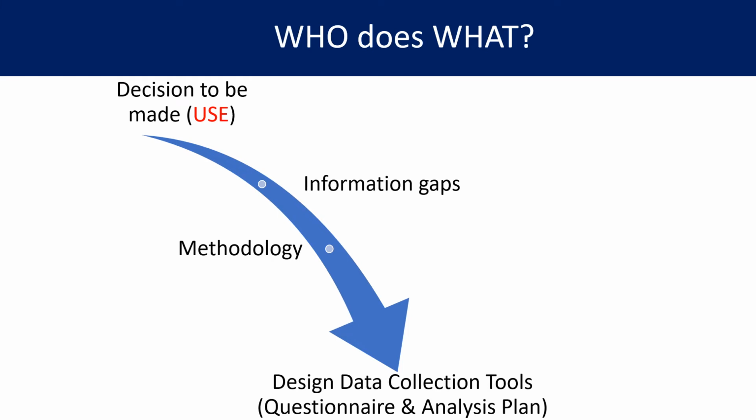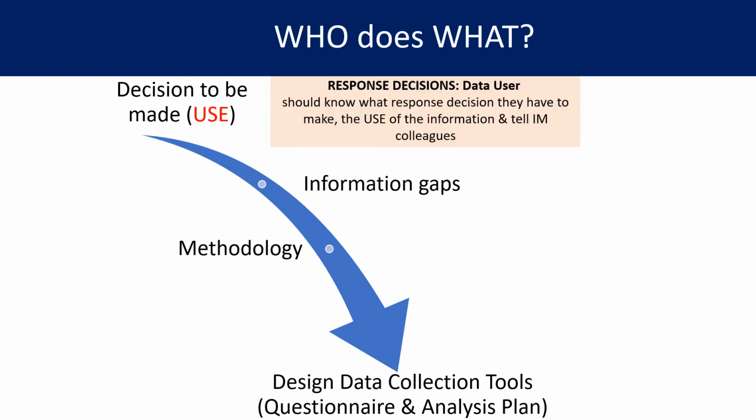Whose role, for example, do you think it is to identify the use of that information, which is the response decision that the information will help us make? Well, is it a role for the IM expert, for example, or is it a role for the data user, for example, a DTM partner? It's likely the role of the data user, those who respond to humanitarian needs, because they are the ones who should know what response decisions they must make. What is the planned use of the information they're looking for and why they need that information.